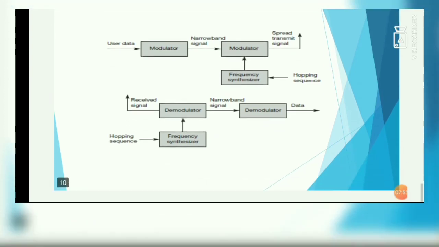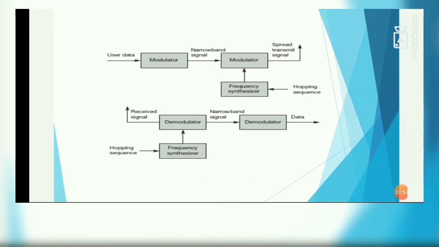So this is the diagram given, in which the user data is applied to the modulator as a narrowband signal, and we give the hopping sequence through the frequency synthesizer. We apply it to the modulator, which will spread the transmit signal. So at the receiving end, the received signal will be given to the demodulator, which will give the data to the receiver. So this is the diagram given.